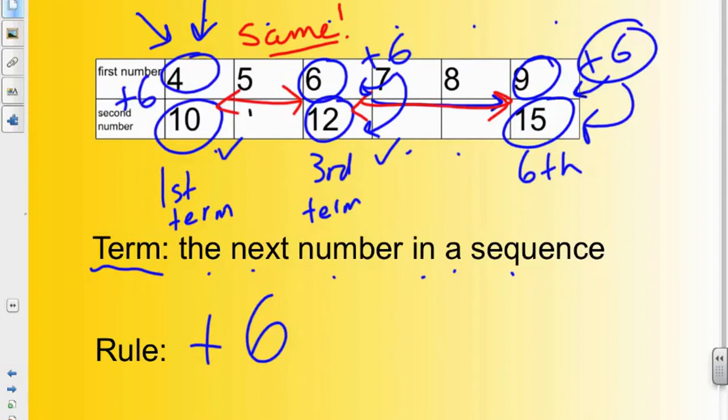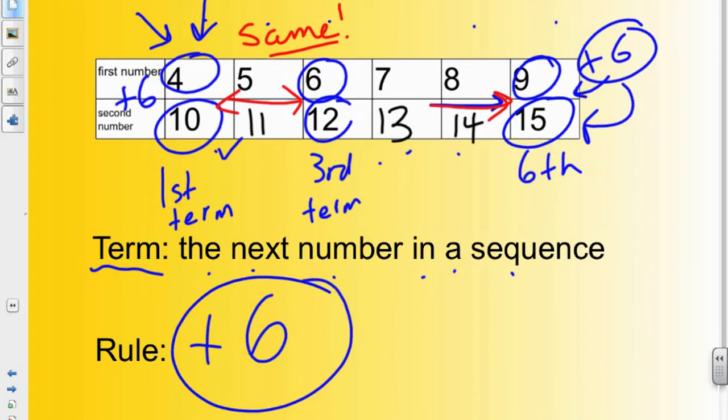So 5 plus 6 is 11. Right, here you go. It's a bit covered up, isn't it? I might just rub that out. 7 plus 6 is 13. 8 plus 6 is 14. Okay? The rule is plus 6.